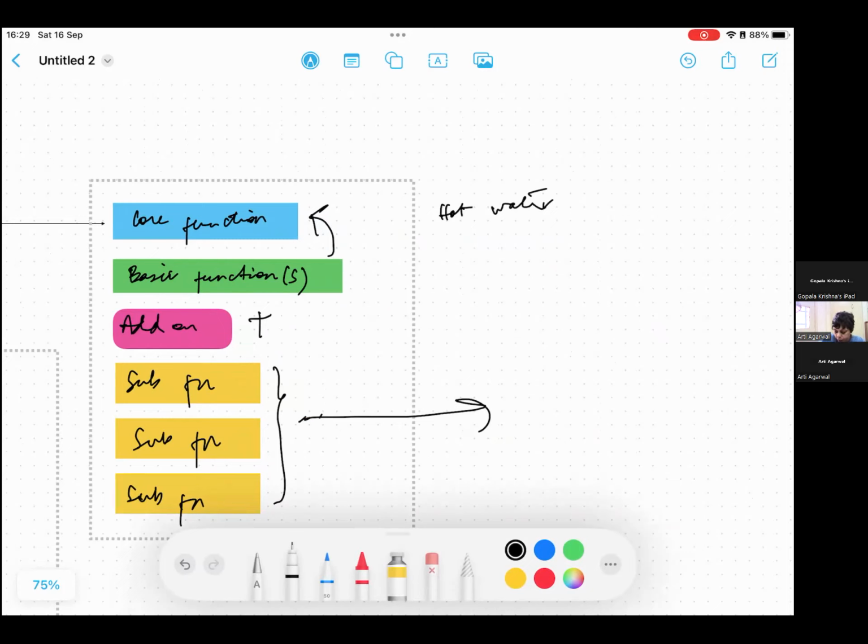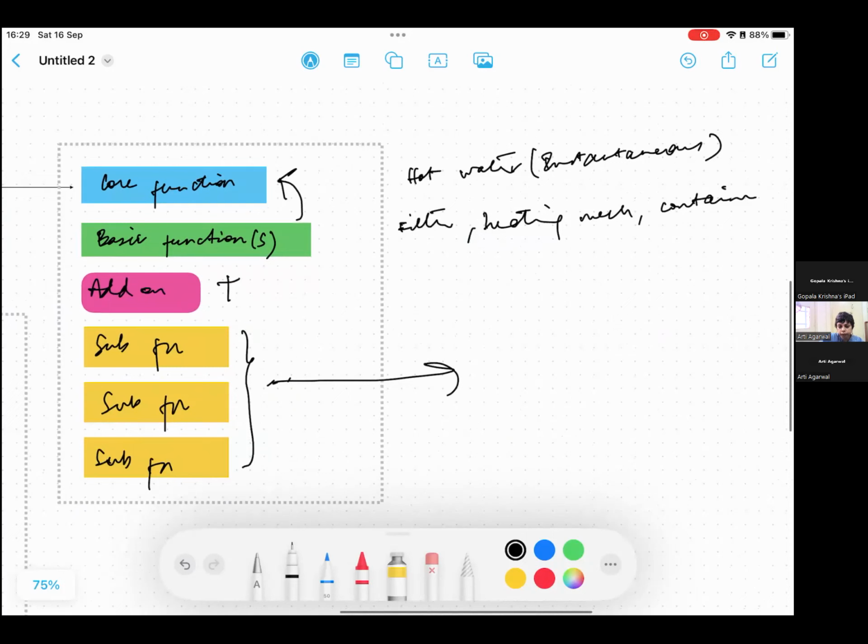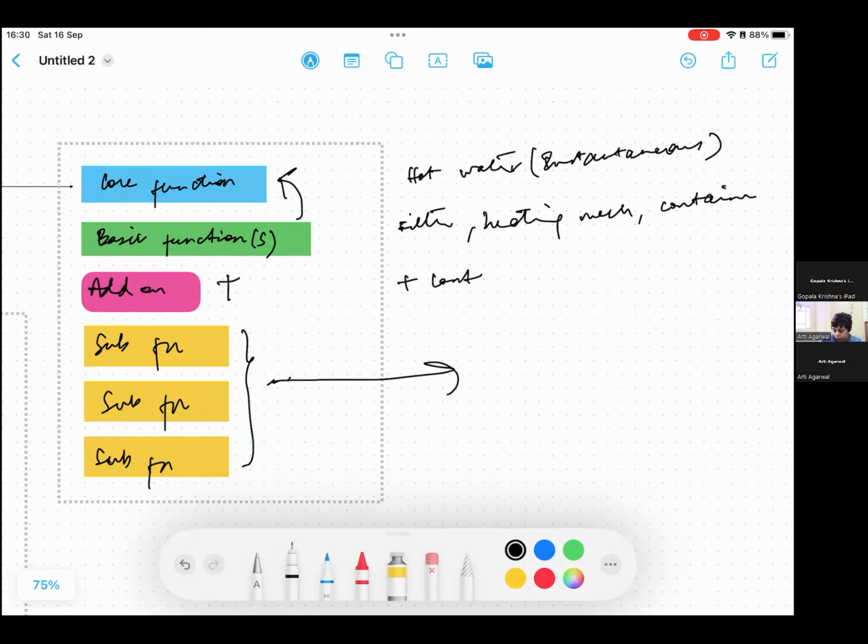Then basic functions would be a filtering mechanism, a heating mechanism, a container of some sort, things like that. Or maybe you can say this is instantaneous. Then an add-on can be something else. It can come with another type of container, some different type of container maybe.